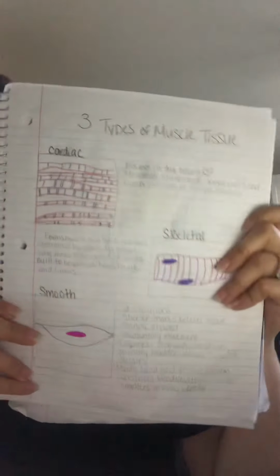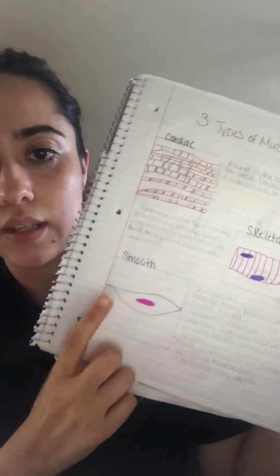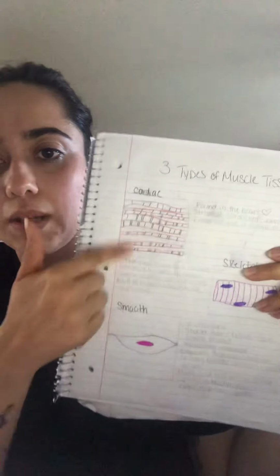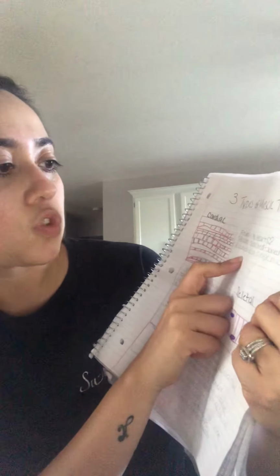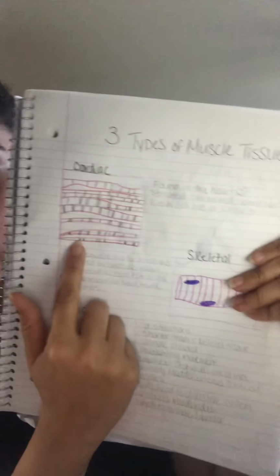Now the three types of muscle tissue. I do have the cardiac, the skeletal, and the smooth. The cardiac is mainly seen within the heart. It's joined end to end. Each cell has a single nucleus, so you can see there.